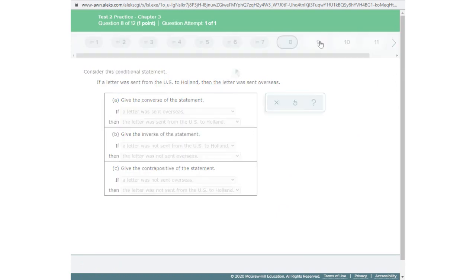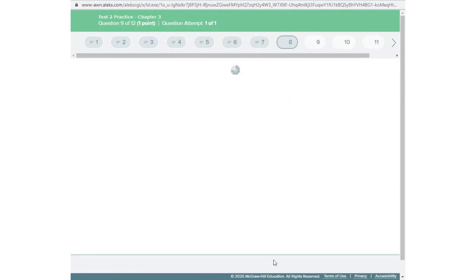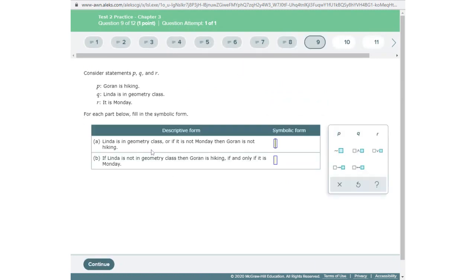Let's see what else we can get into here. All right, this is another one just dealing with P, Q, and R. It's got three statements. P is Goran is hiking, Q is Linda is in geometry class, and R is Monday. All right. So they want us to type it out. We got to do it. They're not letting us pick this time. So Linda is in geometry class, Q.